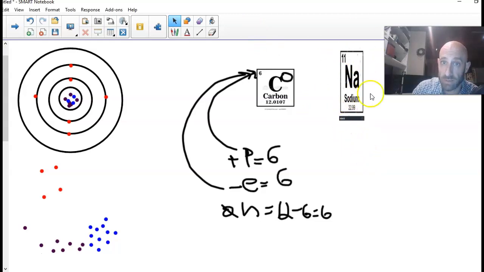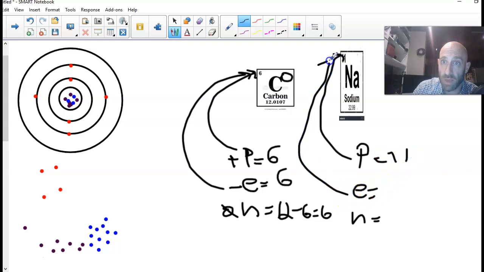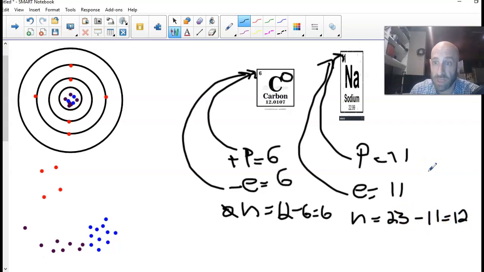So protons, electrons, and neutrons. Protons are always equal to the atomic number, so we're going to have 11. Electrons are also equal to the atomic number because there's no charge here, so that is also 11. And then sodium has an atomic mass of 22.99, so that's 23 minus 11, which is the atomic number, and we get 12. So it's going to have 11 protons, 11 electrons, and 12 neutrons.